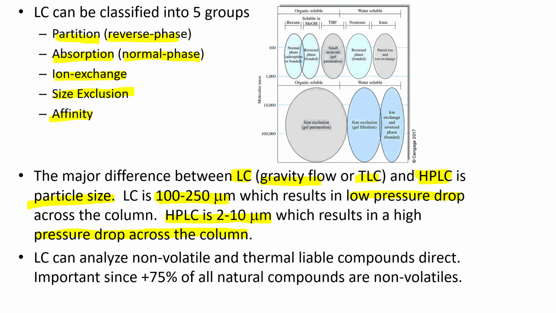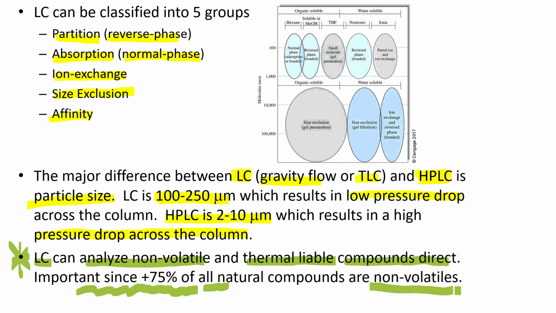Now, why do we want to use this? And this is probably, I would say, the most important thing on this page. LC and HPLC gives us the ability to analyze non-volatile or thermally fragile or labile compounds directly. Now, why is that important? And the reason it's important is the next sentence. 75% of all the compounds in nature are non-volatiles.